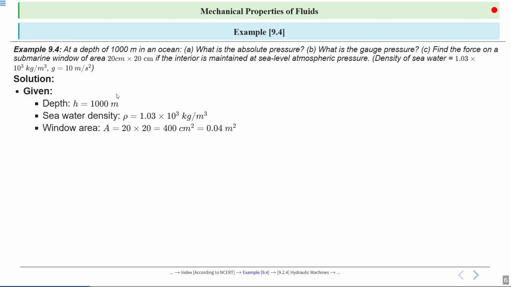Here we need to convert it from centimeter square to meter square. So by dividing by 100 and 100, it will be 0.04 meter square. Alright, so acceleration due to gravity g equal to 10 meter per second square. Atmospheric pressure Pa equal to 1.01 into 10 raised to the power 5 Pascal.